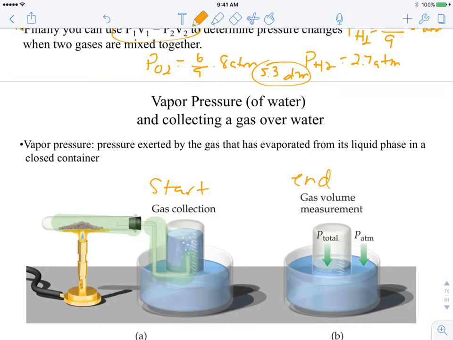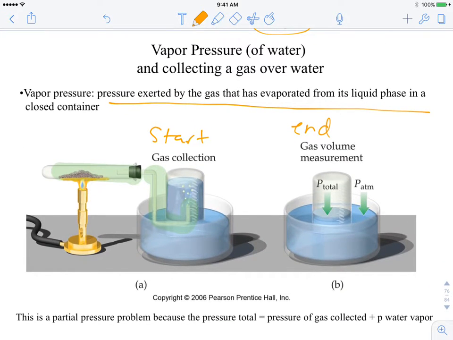At the end of the reaction, you can see that the flask, or the beaker, has been replaced by mostly gas. The issue is that since this is being collected over water, some of the water has evaporated and is exerting vapor pressure. Vapor pressure is exactly that. It's the pressure exerted by a gas that's evaporated. So when the water evaporates, it actually starts to exert pressure in here. So the total pressure is equal to the pressure of the gas collected plus any water that evaporated.